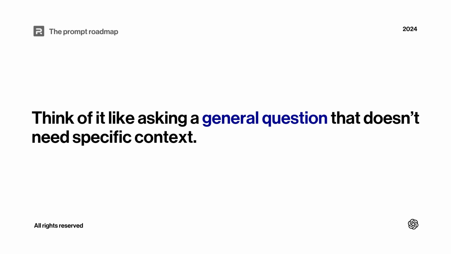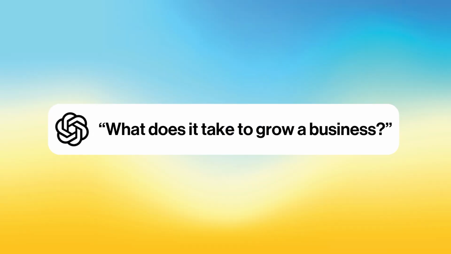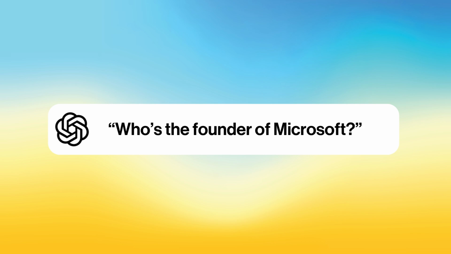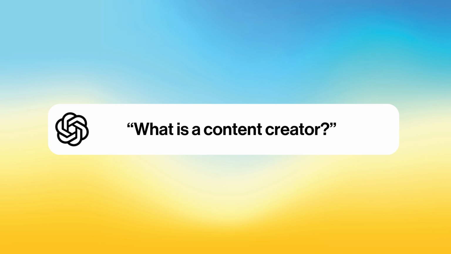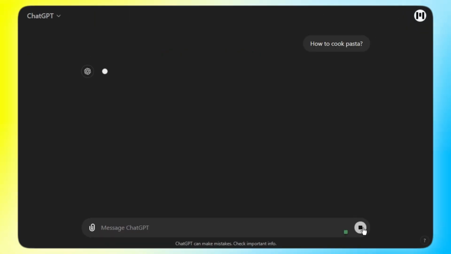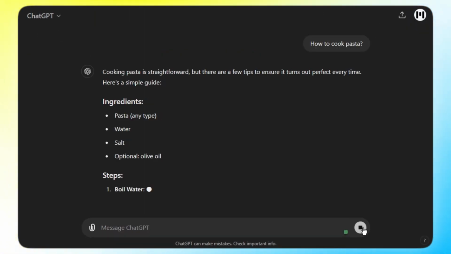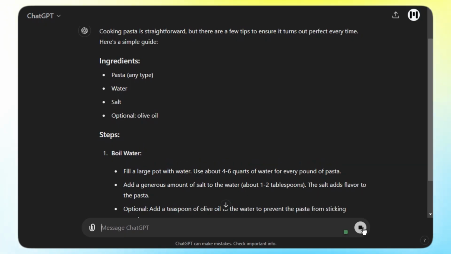Think of it like asking a general question that doesn't need specific context. For example, you can ask ChatGPT, what does it take to grow a business? Or who is the founder of Microsoft? Or what is a content creator? Or how do you cook pasta? Now, this method is quick and straightforward, perfect for getting broad answers.